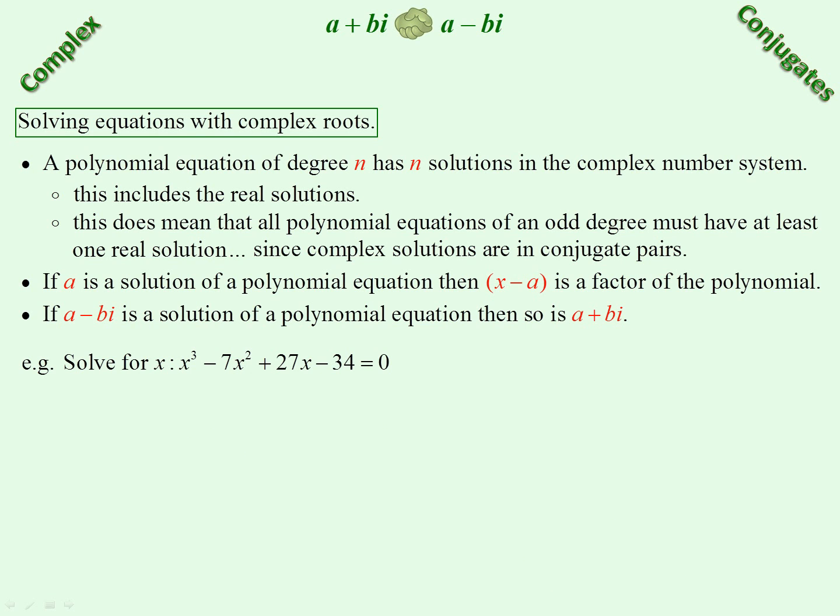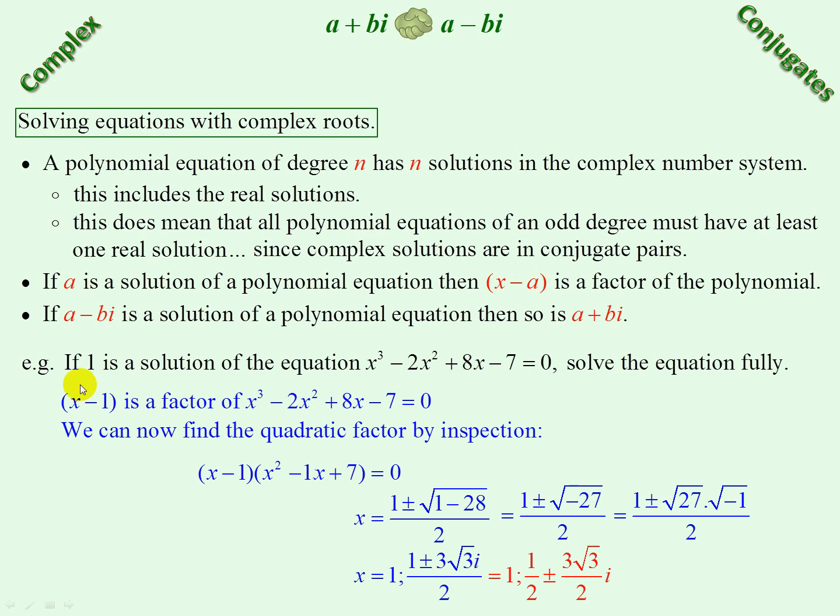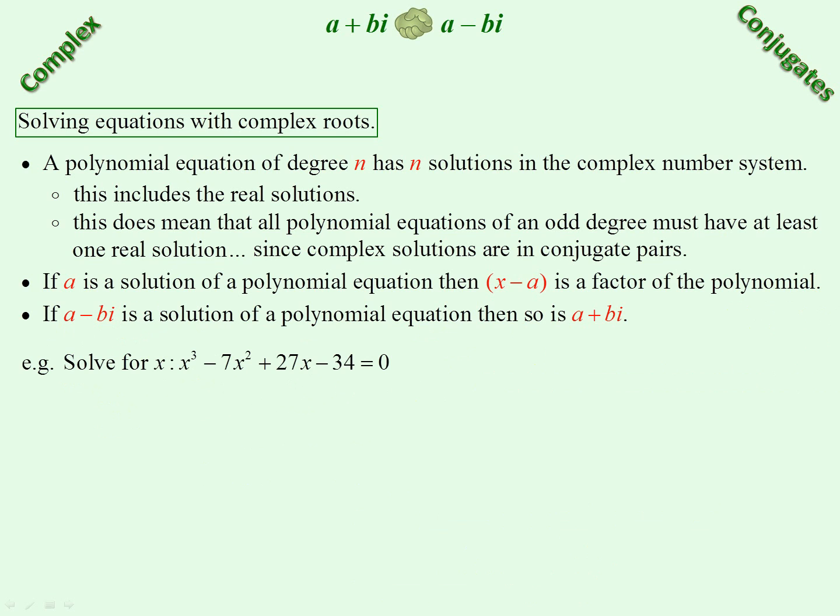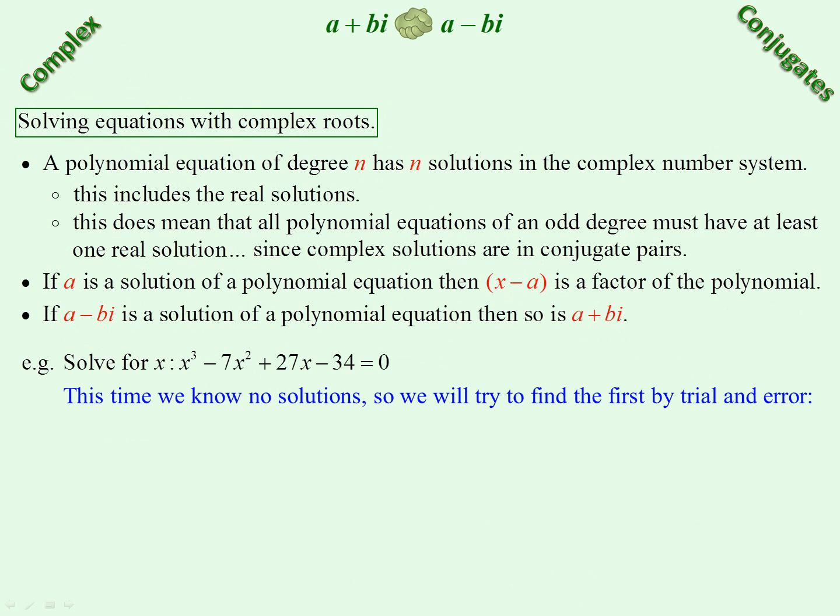Let's look at another one. Solve that for x. Now, previously, we're told one of the solutions. But in this next one, we're not even told one of the solutions. So we're going to use trial and error. We're going to say, well, let's try to find the first solution.